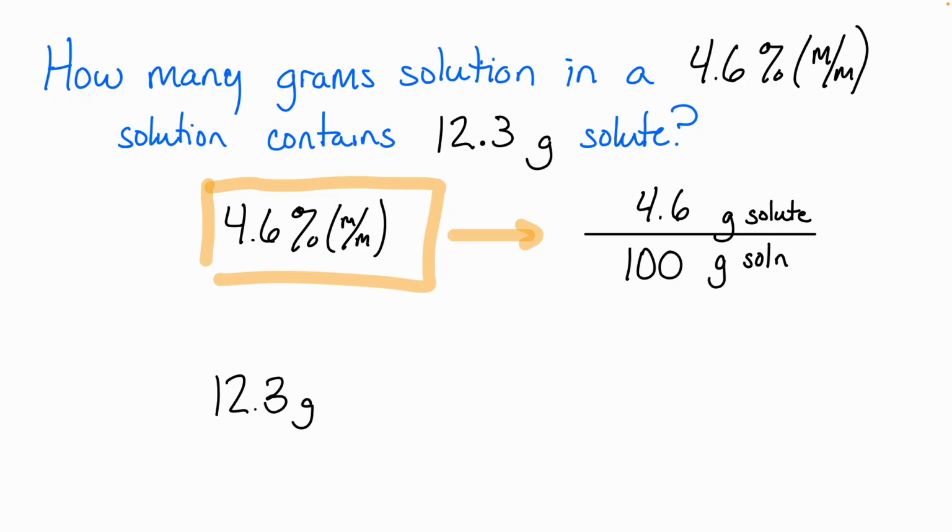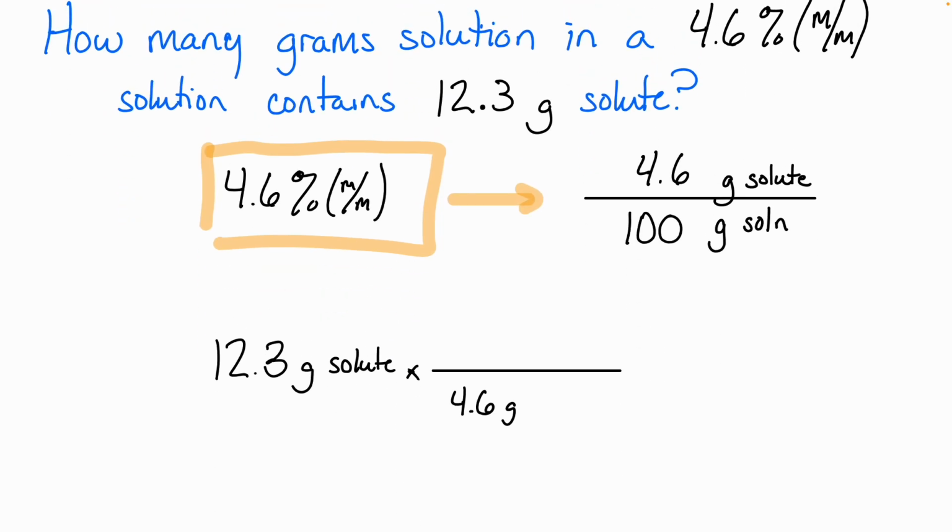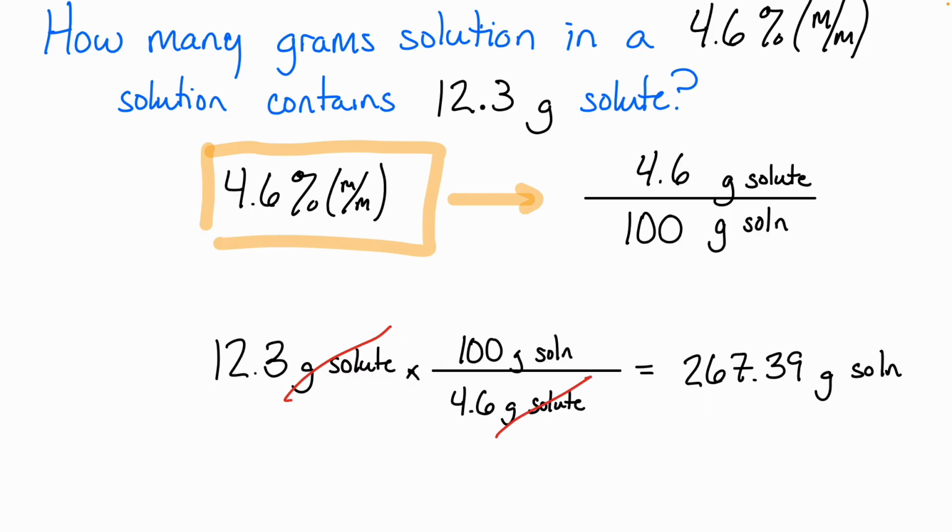All right, so now I'm going to take my 12.3 grams of my solute. Am I going to use my concentration as is, or am I going to have to flip it? I'm going to have to flip it. 4.6 grams of solute in 100 grams of our solution. All right, punch that into my calculator, 267.39 grams of solution, because my grams of solute have canceled out.